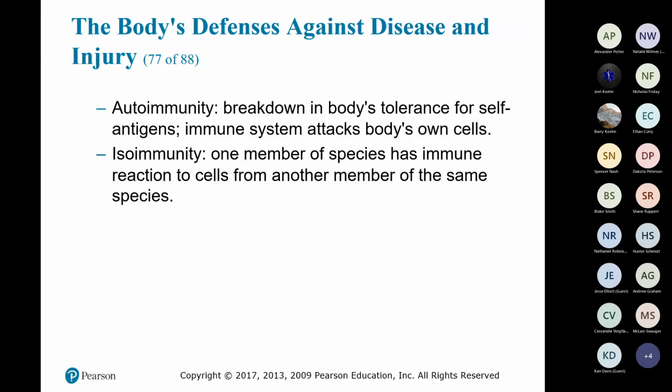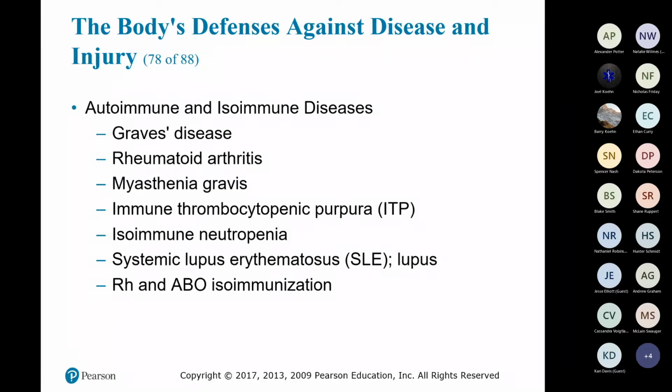What about HIV? That's a big one, right? That's the body again essentially attacking itself, right? We don't have that autoimmunity buildup that we want that attacks what it should be attacking. Instead, it's attacking ourselves. Isoimmunity, one member of a species has immune reactions to cells from another member of the same species. Again, that causes them to attack themselves. Some of the autoimmune and isoimmune diseases.